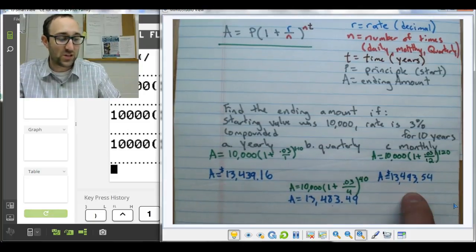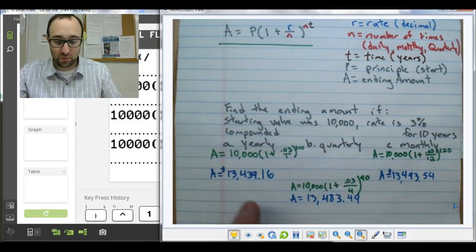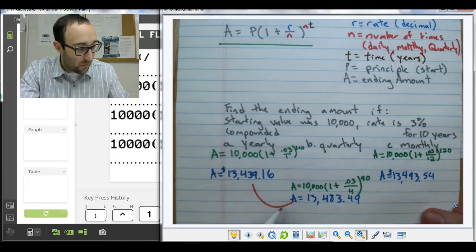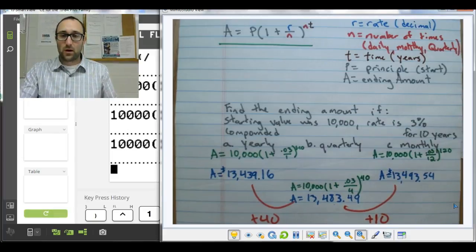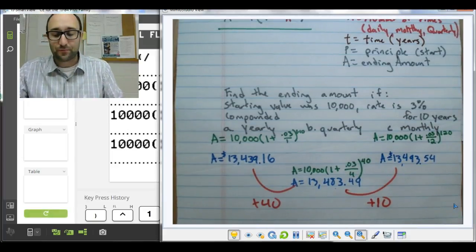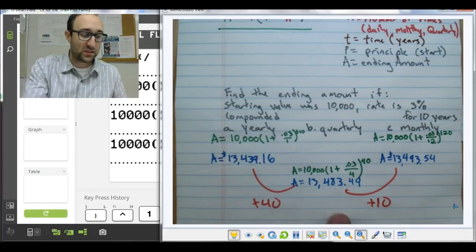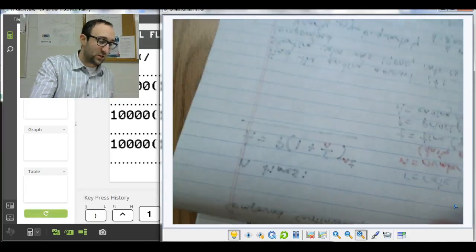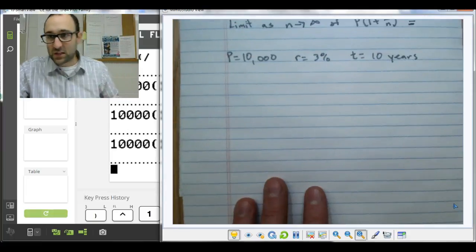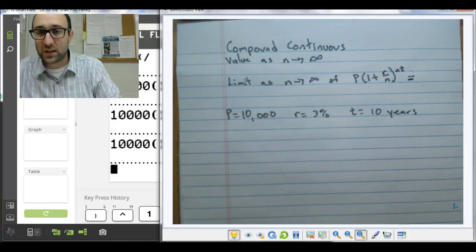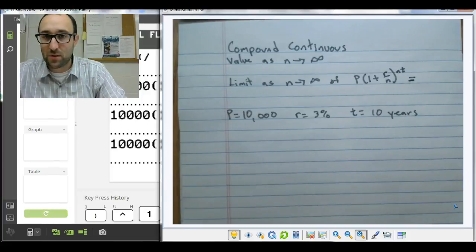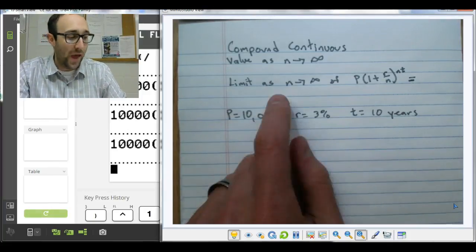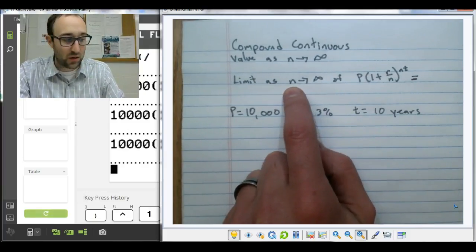But you see how it's changing. It's diminishing by how much we're getting, because it's plus 40 here, and this is only plus 10. All right, so if we keep on going and say monthly to daily to whatever, this actually becomes something that you'll see in calculus, but it kind of makes sense. Compound continuous, this is the other type, and you'll see this every once in a while. But compound continuous means what happens as the number of times we compound it goes to infinity.